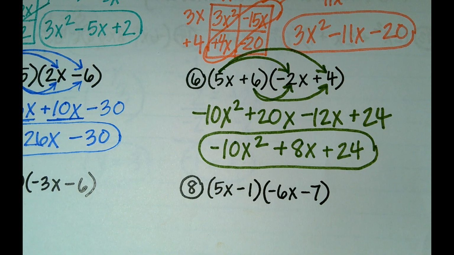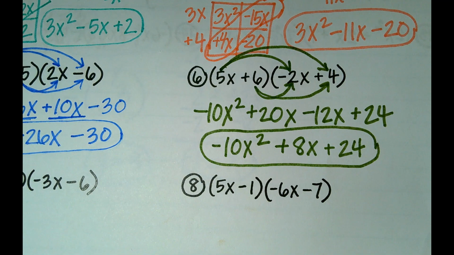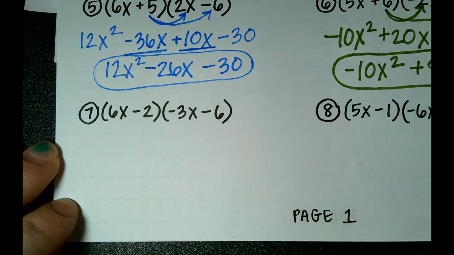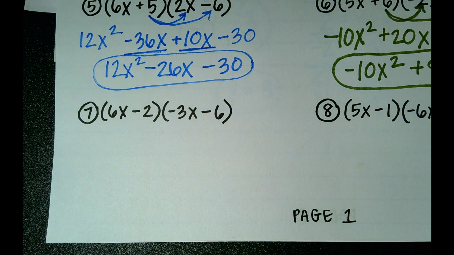Okay. Any questions about number 6? Okay, let's go ahead and look at number 7 then. I have 6x minus 2 times negative 3x minus 6. Yeah, that'll be our first step.